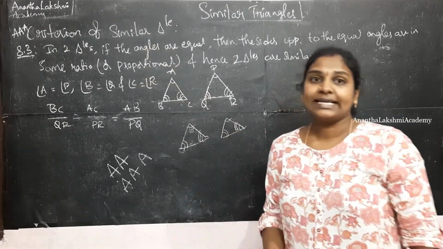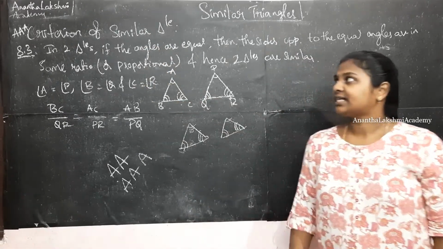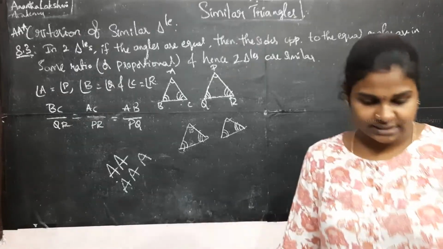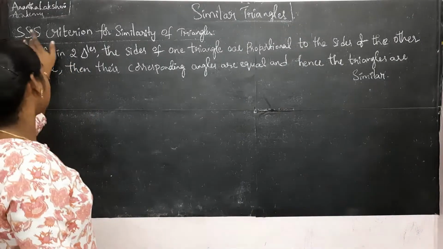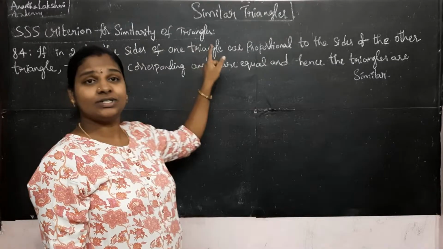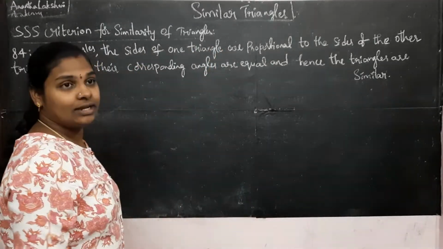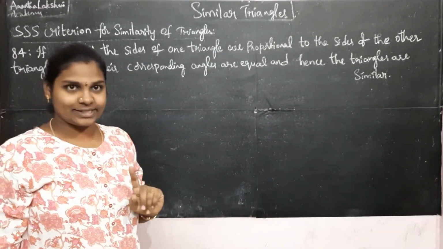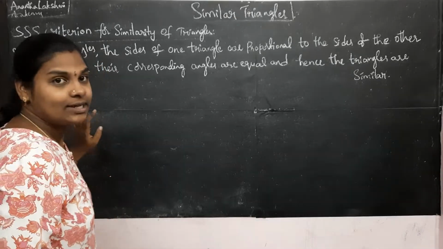All right. Let's jump into the next theorem, which is the side criteria of similar triangles. So here we have the side criterion for similarity of triangles. This is theorem 8.4 in your textbook. So let me give a read for this.